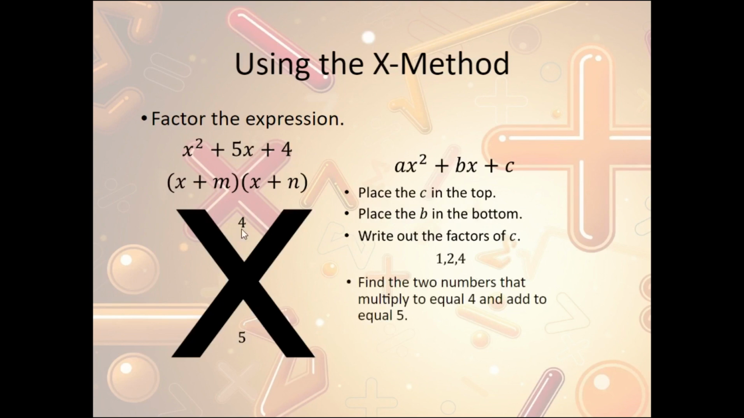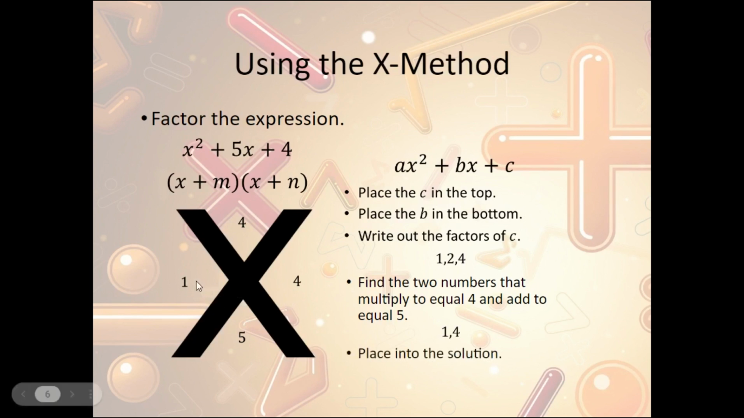Now I need to figure out which two of those numbers are going to multiply to equal 4 and add to equal 5. Well, I have 1 times 4 is 4, and when I add those two together, I also get 5. So I'm going to go ahead and put each of those in each of these sides. It doesn't matter which one goes where, as long as I have 1 and 4 on each side.